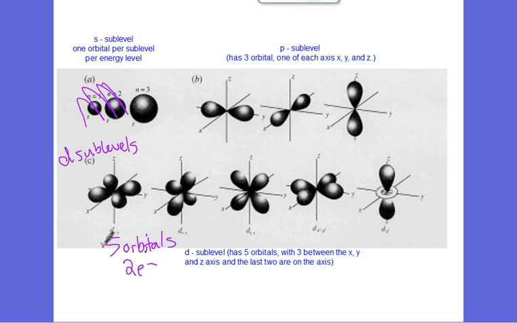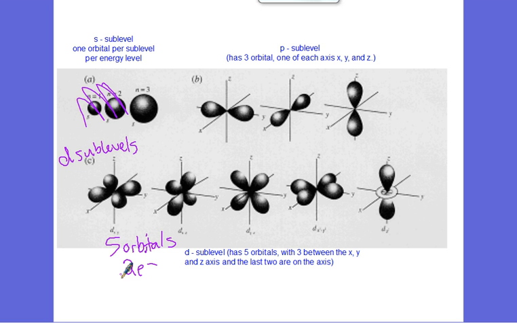If there's 5 orbitals there and they can only hold 2 electrons, how many electrons total would be in the D sublevel? 10. Does that concur with what's on Aufbau's order? 10. There's space for 10. What if you only had 4? Well, you only use 4 of the 10 spaces. What if you had 9? Well, then one space isn't completely full. And it is possible to have a half full.